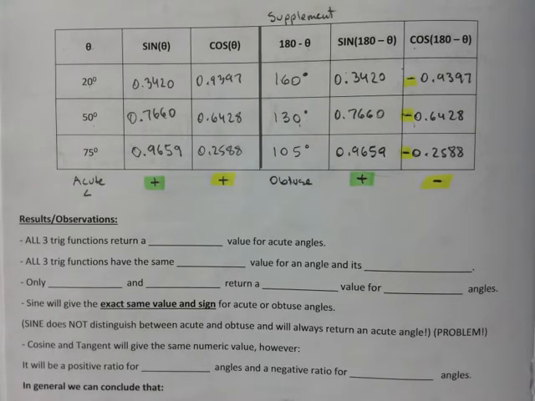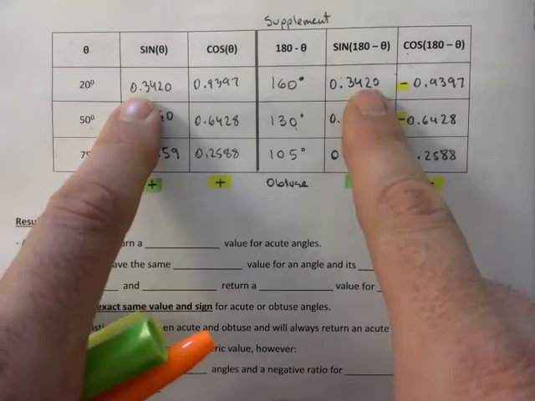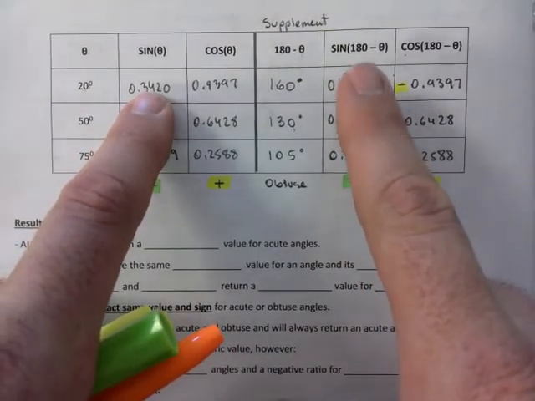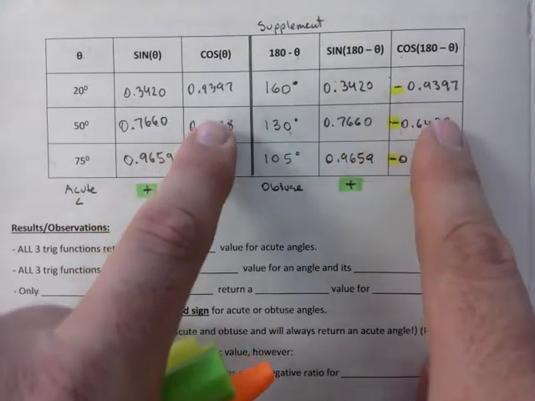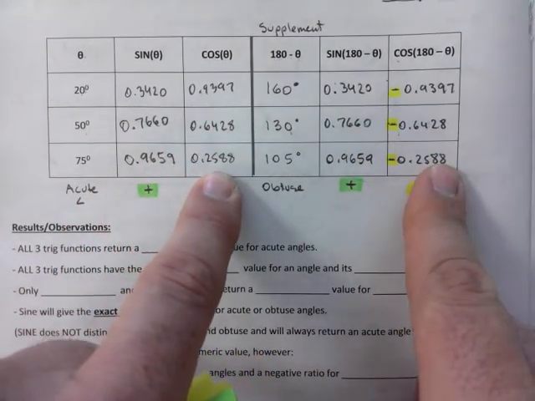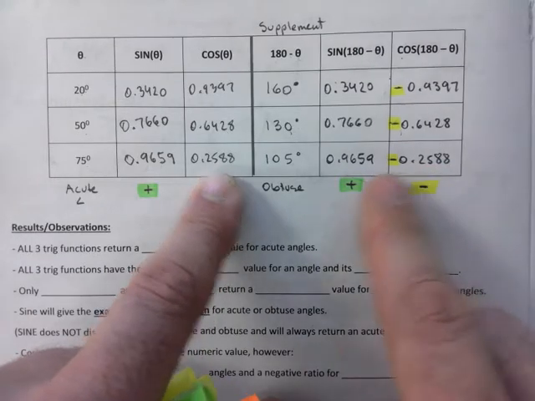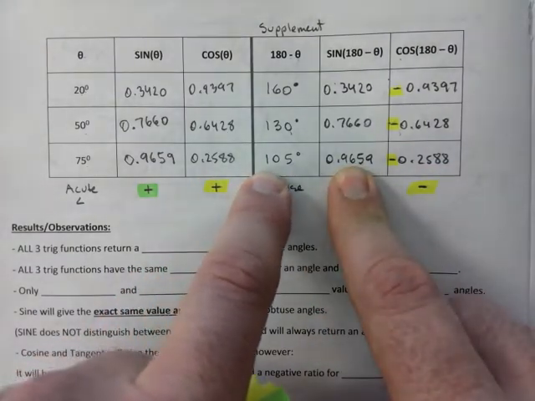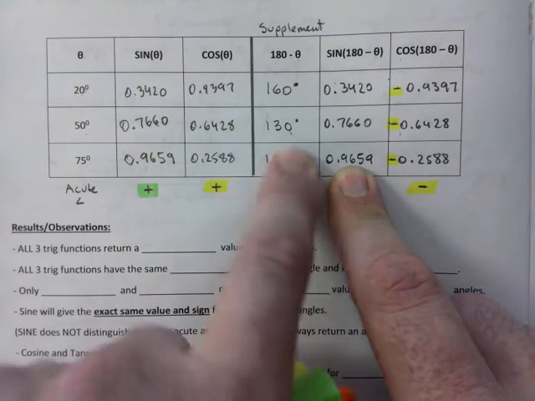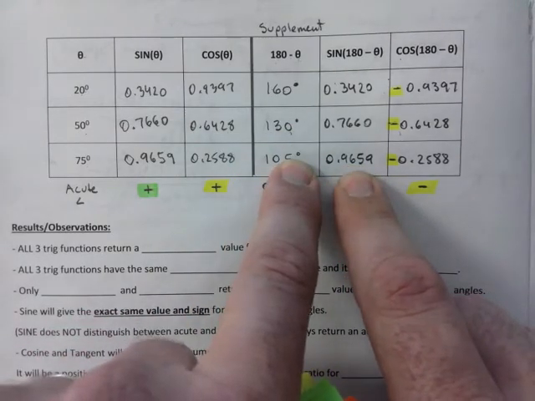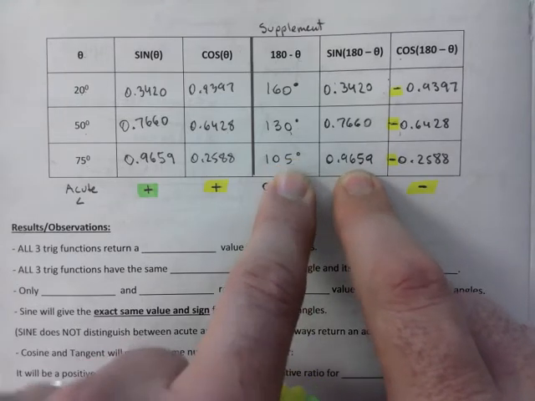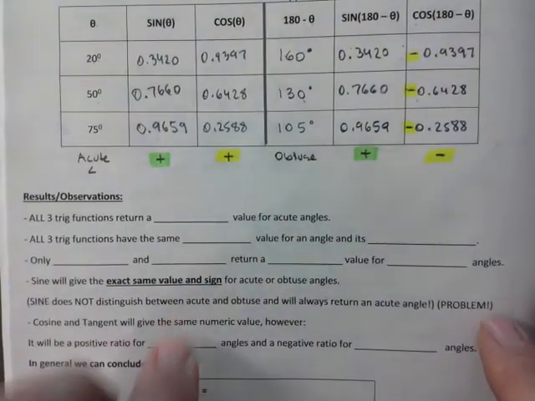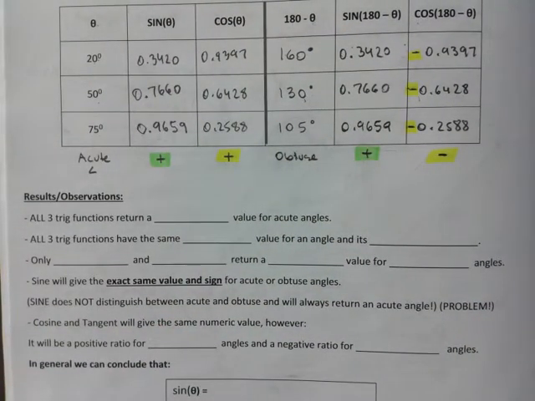And notice that the numerical values between the angle and its supplement are always exactly the same. The value itself, it's just the sign that changes. Okay. So if I told you, hey, the sine of 105 is this, predict the sine of the supplement of this angle, you should know it's 0.9659 without even using your calculator. Okay, so that's something newer for you.